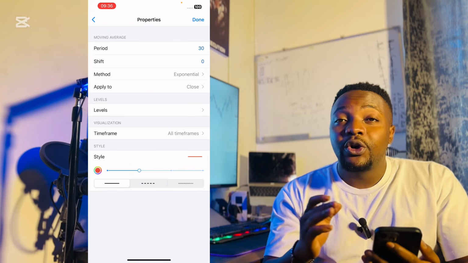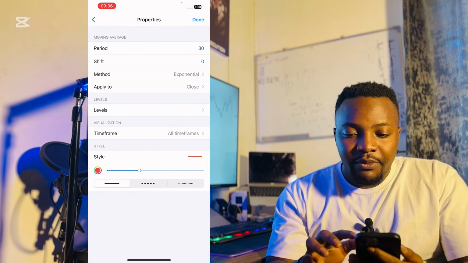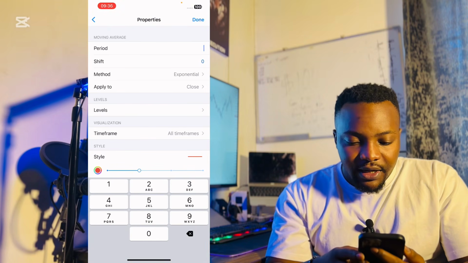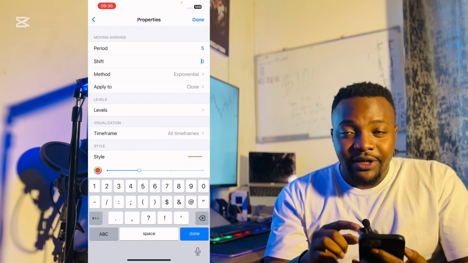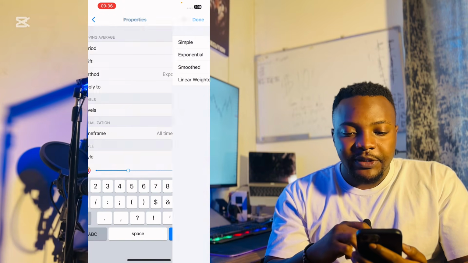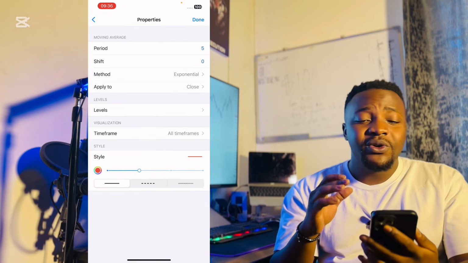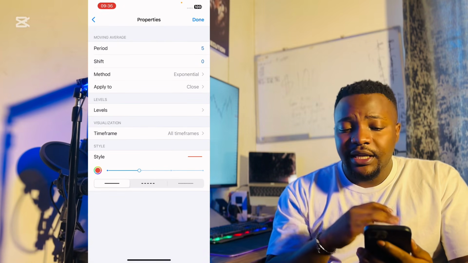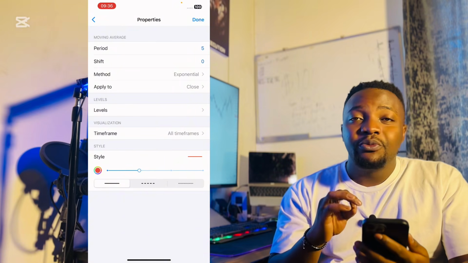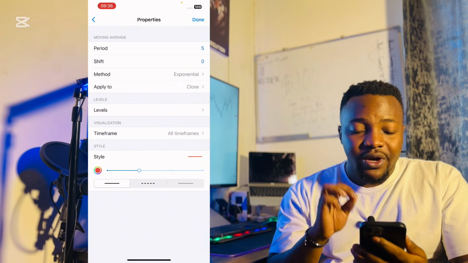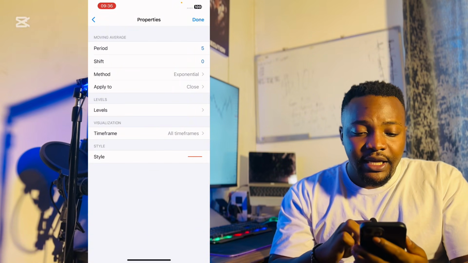Okay, but this time around it's going to have different properties because the period is going to be 5, the shift is going to be 0, the method will still be exponential. Apply to close, no levels once again on this one, and on visualization should be on all time frames. What you have to change now is the styling for this one.